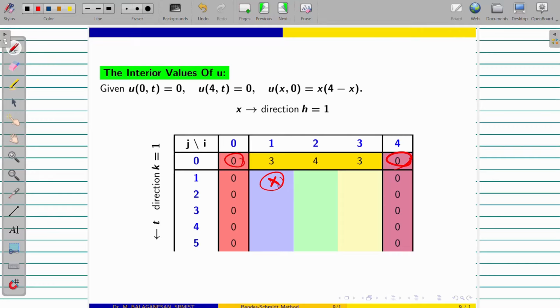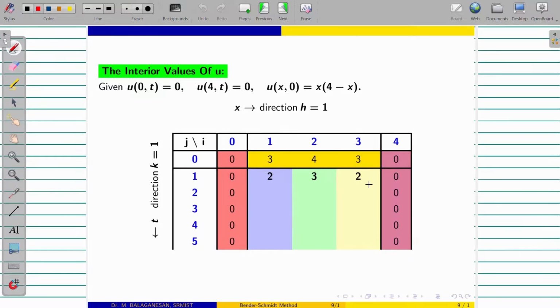How to find it? Any idea? The Bender-Schmidt method. What is the diagrammatic representation? The top left value and the top right value: take the average of these two. 0 plus 4 by 2 is 2. Similarly, this position: this plus this divided by 2. 3 plus 3, 6 divided by 2, it will be 3. What about this position? 4 plus 0 by 2, it will be 2. Clear? That's it: 2, 3, 2.